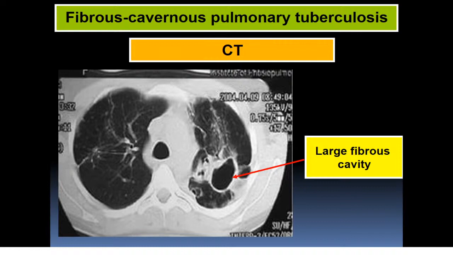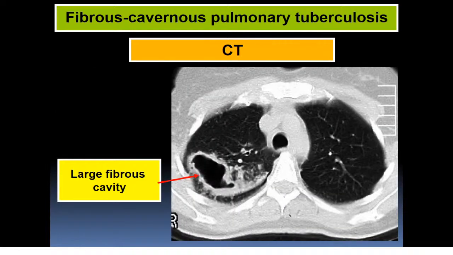On CT scan, in this patient, we can see large fibrous cavity, also with thick wall, with fibrosis around. Cavina is deformed by fibrosis, and infiltration and dissemination we can see also in this patient around of cavina. In the right lung, we can see large fibrous cavity with thick wall deformed by fibrosis around of cavina.